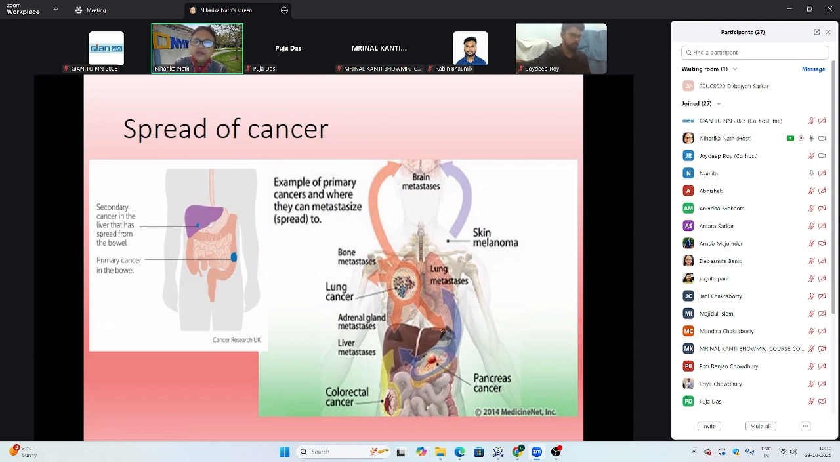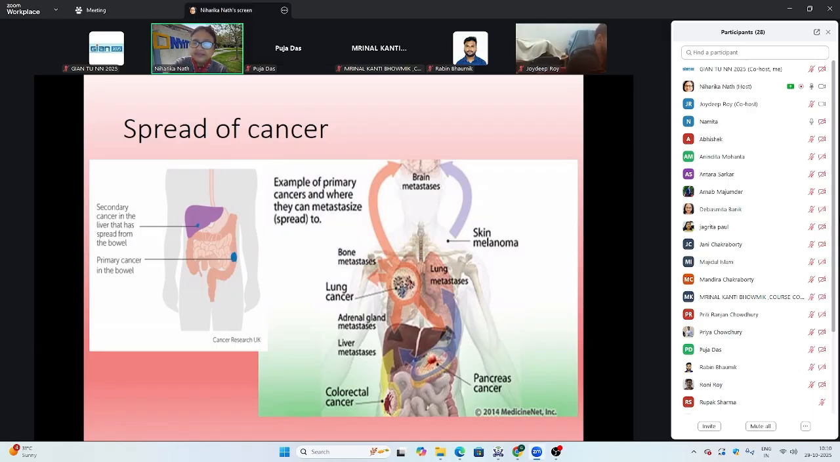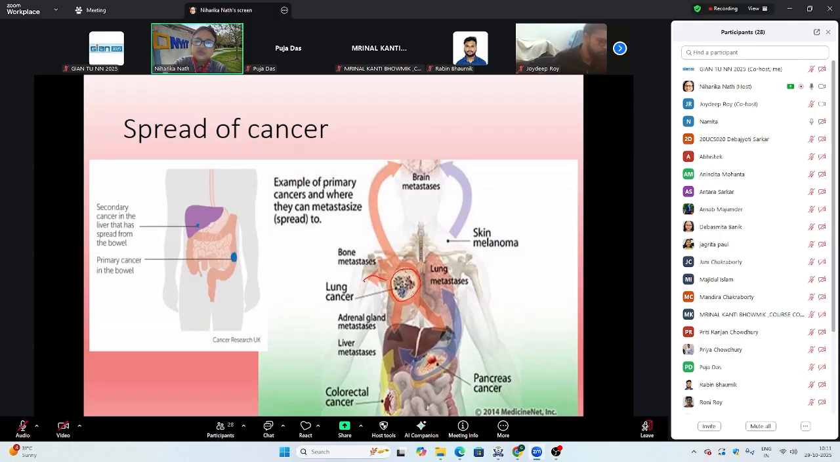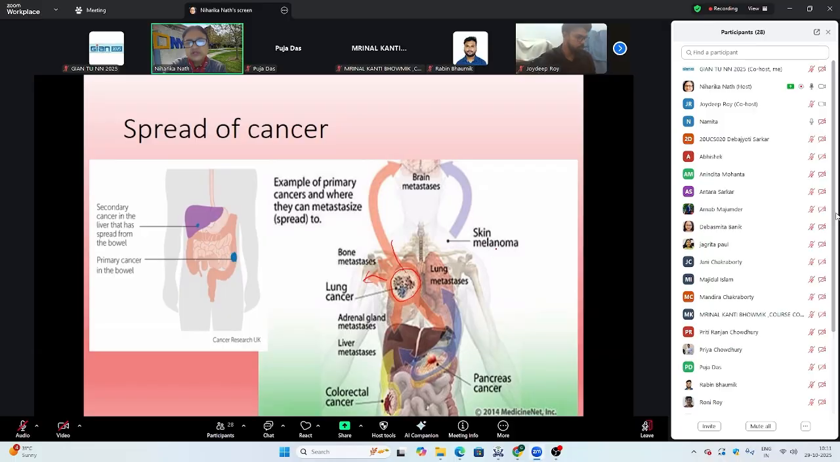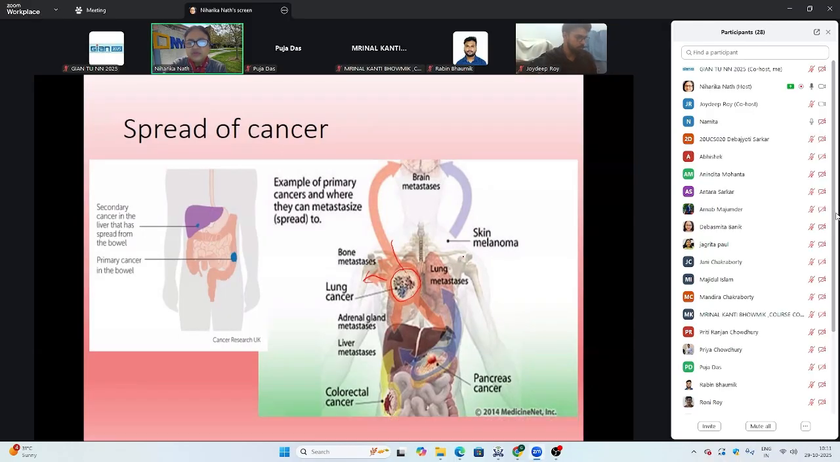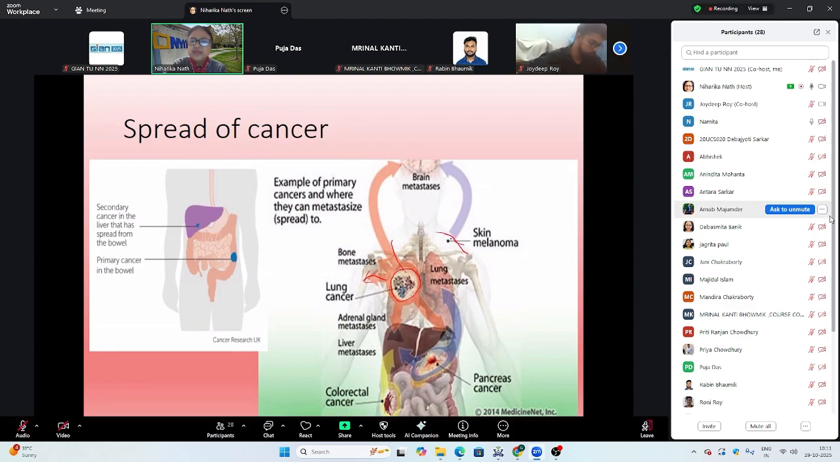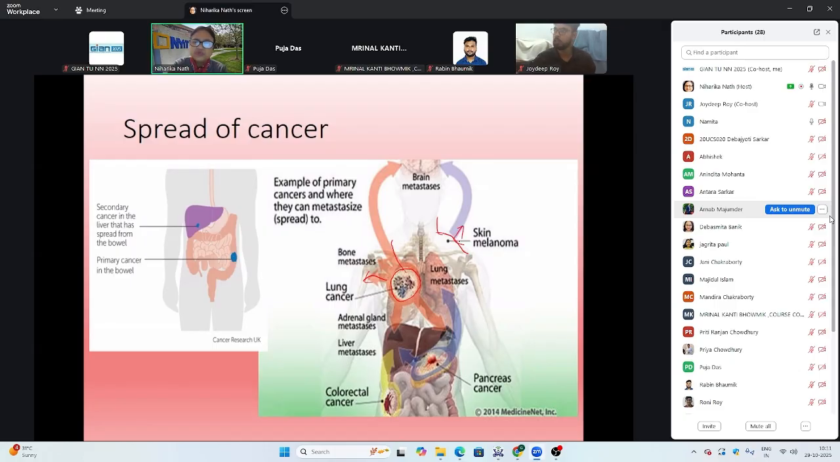Additionally, if there is a lung cancer, as you see here, maybe I'll just draw a circle. If there is a lung cancer here, then it can spread into the bone and it can go to the brain. That's a favored location. And if there is skin melanoma, shown here somewhere on the shoulder, that also can go to the brain. So the chances are that it can preferably go to the brain.